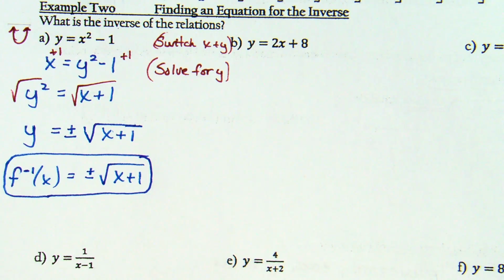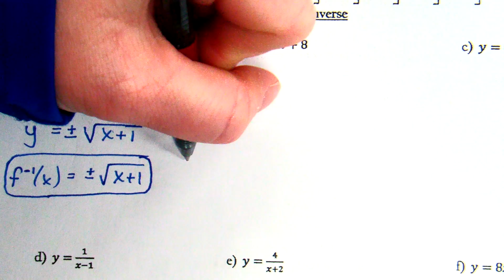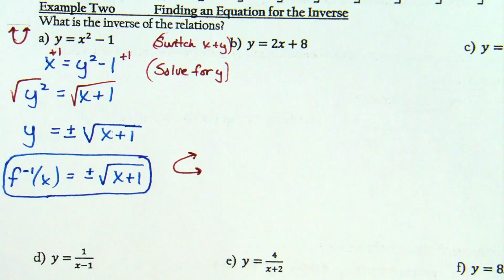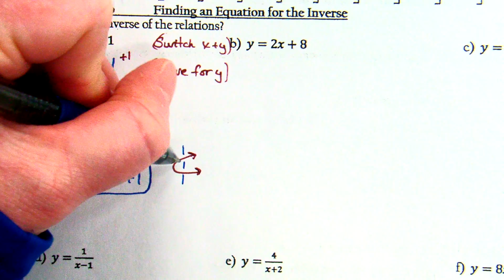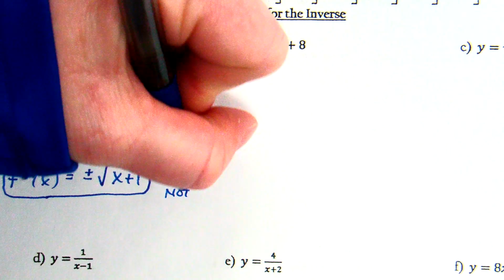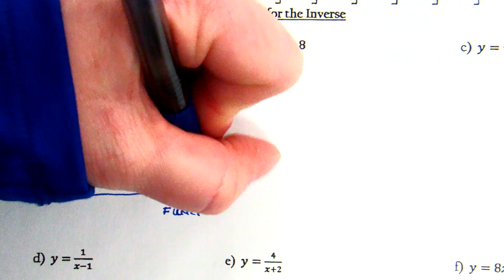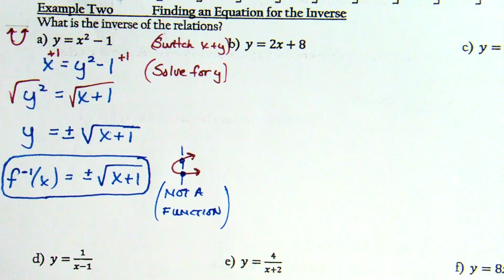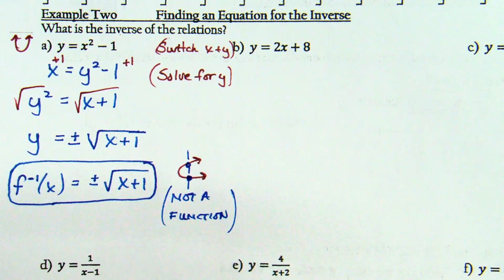I'm kind of running out of time, so I might have to talk about that next week. But here's the deal. This is a sideways parabola. Is that going to be a function? No, because it's going to fail the vertical line test. Okay? So that's an example of something that is not a function. Okay, the inverse is not a function, that is.